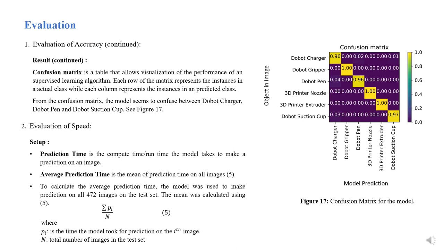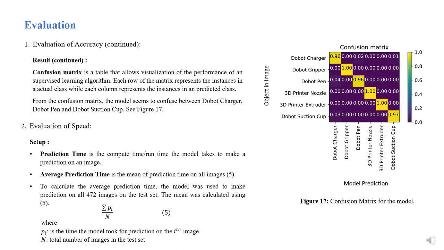Based on the result of the experiment, the confusion matrix was calculated. The confusion matrix is given in figure 17. The confusion matrix is a table that allows visualization of the performance of a supervised learning algorithm. Each row of the matrix represents the instance in an actual class, while each column represents the instances in a predicted class. From the confusion matrix, we could infer that the model seems to confuse between Dobot charger, Dobot pen, and Dobot suction cup.